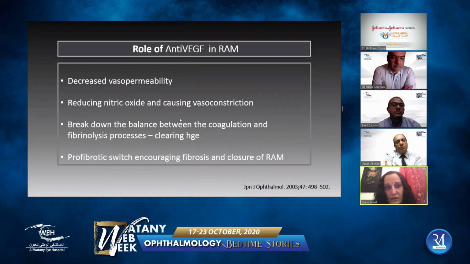It decreases vascular permeability, it reduces nitric oxide, causing vasoconstriction and allows involution of the microaneurysm, breaks down the balance between the occlusive and the fibrinolysis process, so it can help clearing vitreous hemorrhage. And also it induces a pro-fibrotic switch, which enables the fibrosis and the involution of the RAM.